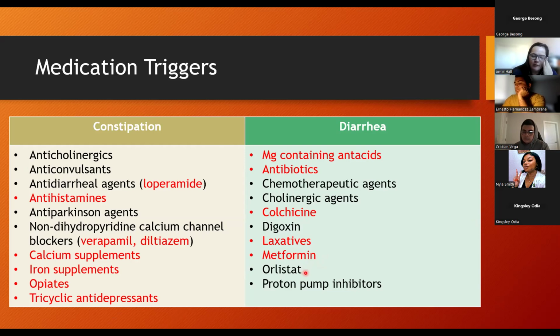Orlistat is a drug that prevents the absorption of fat. If we're not absorbing fat, it has to go somewhere. It's just going to leave the colon as greasy, oily stools. And then proton pump inhibitors can cause diarrhea, especially if they cause C. difficile. Okay, so please make sure you're familiar with this chart, especially the ones that are red, so that you can identify any triggers in a patient case for drug-induced IBS.